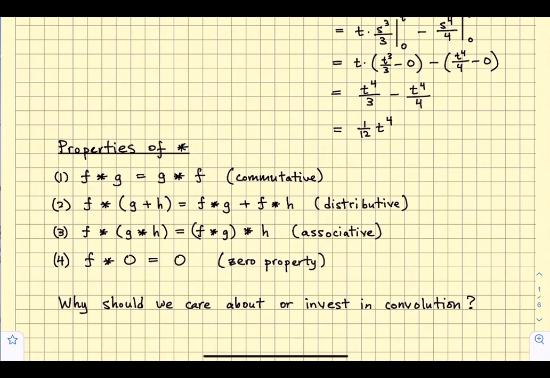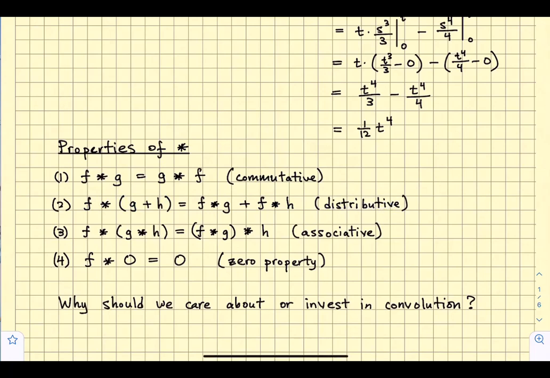First of all, f convolved with g is the same as g convolved with f. So this multiplication is commutative. The order doesn't matter in how you perform the multiplication. You can do first times second or second times first. It also plays nicely over addition. So f convolved with g plus h is the same as f convolved with g plus f convolved with h. So it's distributive. The convolution product distributes over addition.